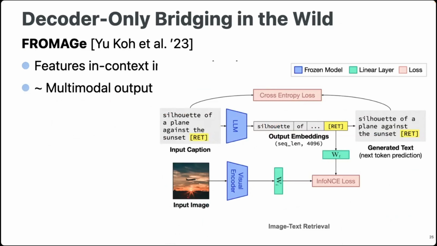And then we have Fromage. This is a very interesting paper. It features in-context image retrieval. There is image retrieval here. Basically, they insert the retrieval tag into the prompts, get a feature vector out of it, and do a similarity search. And this is a kind of quasi multimodal output, I have to say.